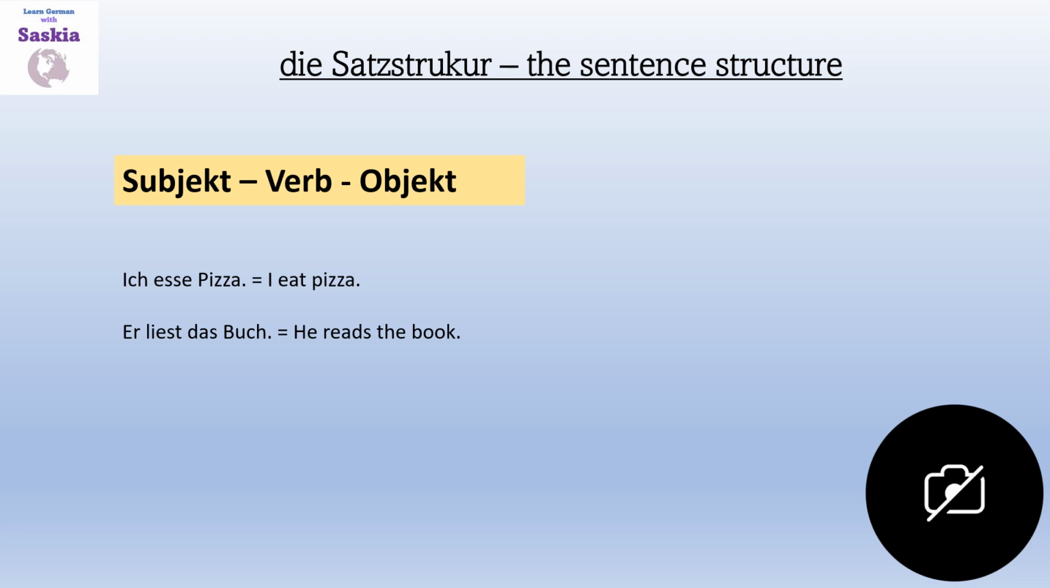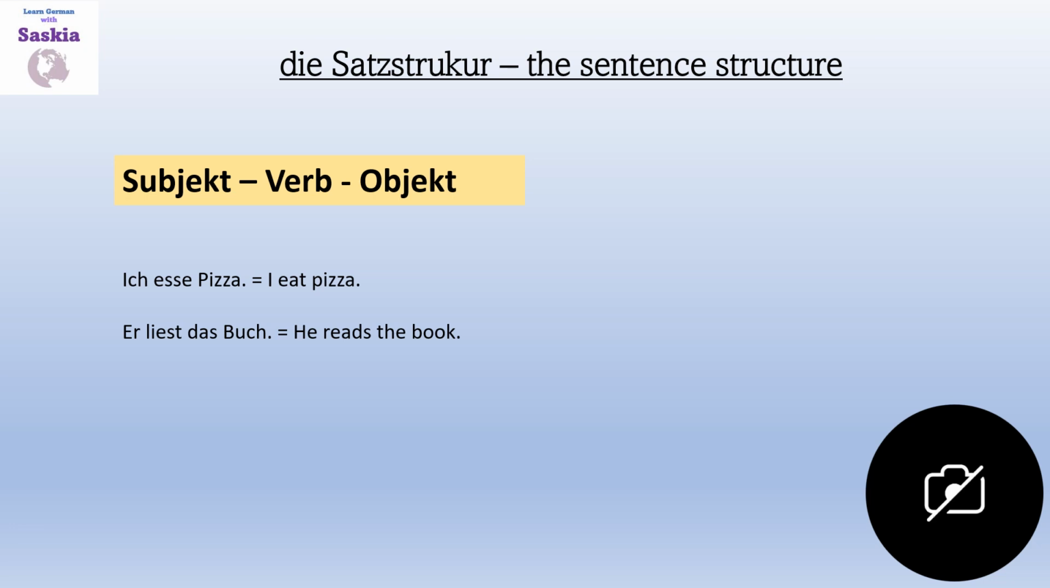So the wonderful thing about German sentence structure is that not all German sentences follow this strict order. It's indeed very flexible, so you can rearrange elements for emphasis or to convey different meanings. However, this subject-verb-object structure is the default.